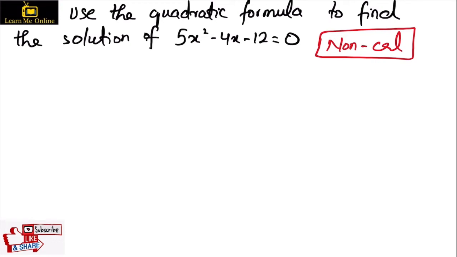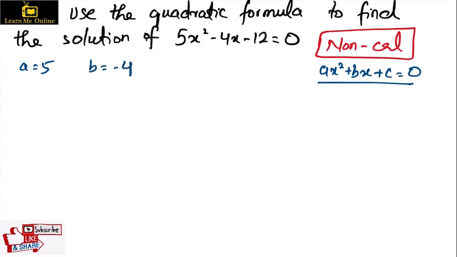The first example is a non-calculator question, so whatever working out we do will be without using the calculator. Because we know the general form of the quadratic equation is ax squared plus bx plus c equals 0, the first thing we need to do is make sure our equation is written in this form. The coefficient of x squared is a, so a is 5 here. The coefficient of x, which is minus 4, is b. And c is minus 12.